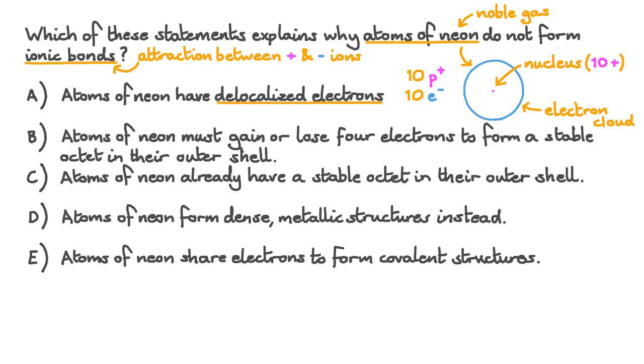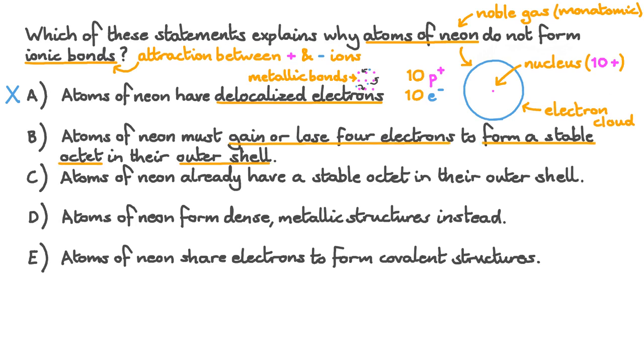Statement A suggests that atoms of neon have delocalized electrons. When considering bonding, we generally think about metallic bonding when we consider delocalized electrons. But neon, being a monatomic gas, doesn't have delocalized electrons, so we can dismiss this answer.